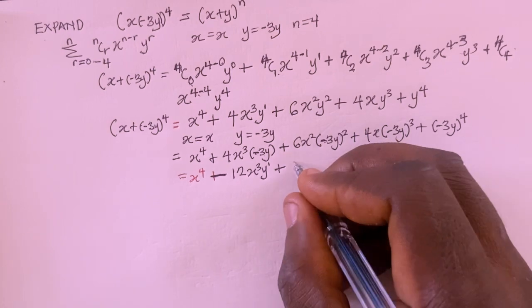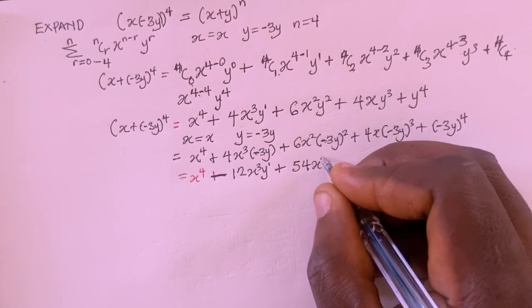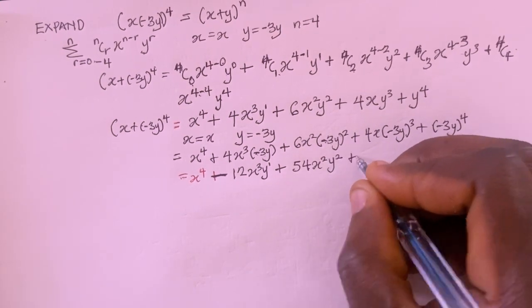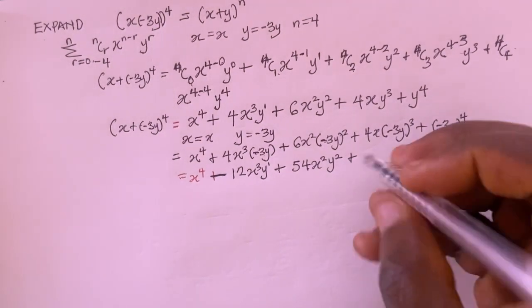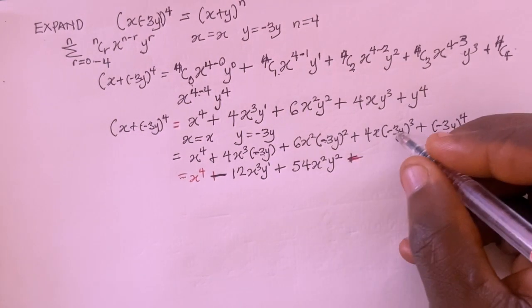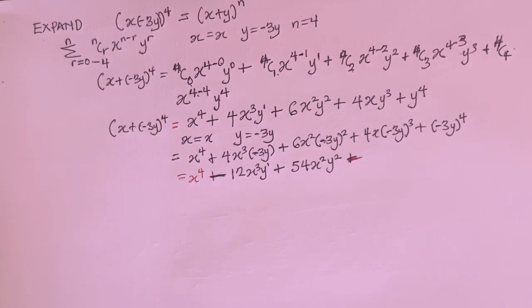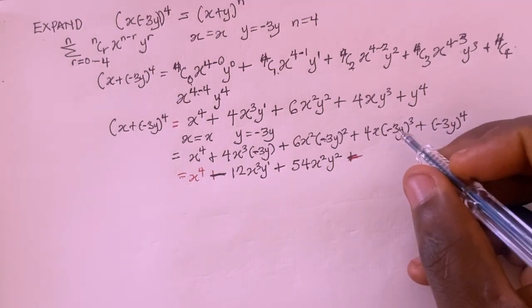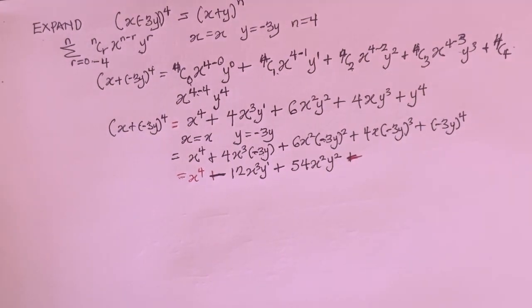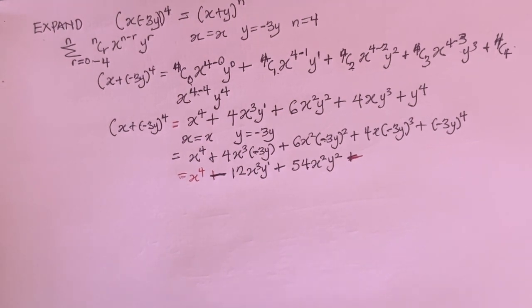9 multiplied by 6 is actually 54, right? So I'm going to have 54 x squared y squared, plus here I'm having, let me just say this is minus. Why? Because this is minus 3 all raised to the power of 3, and minus 3 raised to the power of 3 should give us 27, right? And this should be minus 27y multiplied by 4. So minus 27 multiplied by 4, that's 108, right? So 27 multiplied by 4 is actually 108.